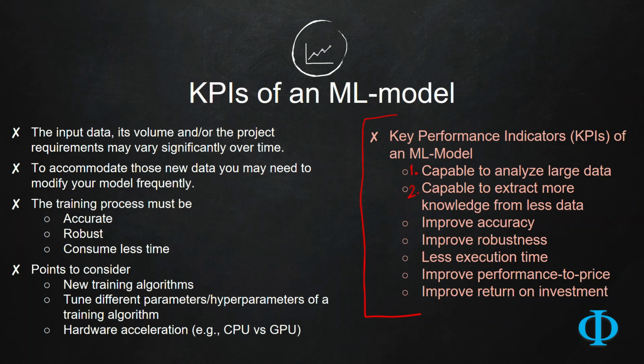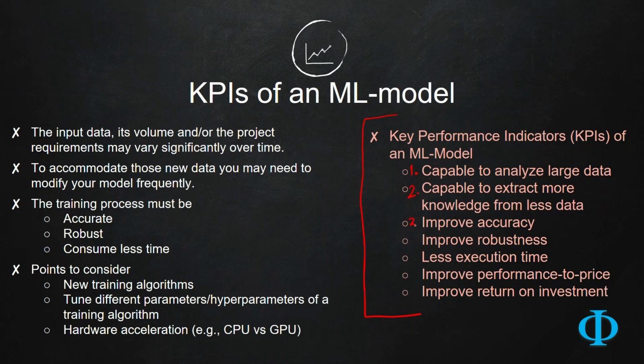Number two, it should be capable of extracting more knowledge from a smaller dataset. For example, let's say your client is very late in data collection, but they want to segment their customers based on the dataset that they have. If you have a model which can extract more knowledge and do the customer segmentation based on their available small dataset, that will be really great. That can improve customer satisfaction.